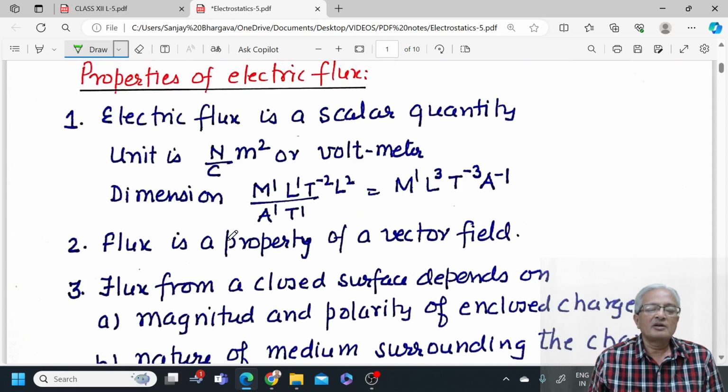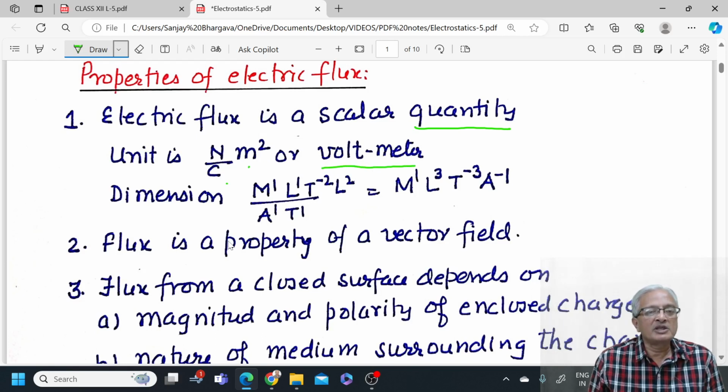So I can say electric flux is a scalar quantity. Why? Because it is being defined by the scalar product. Now when it comes to the unit, its unit is Newton per coulomb into meter square, or it can be defined as volt into meter.